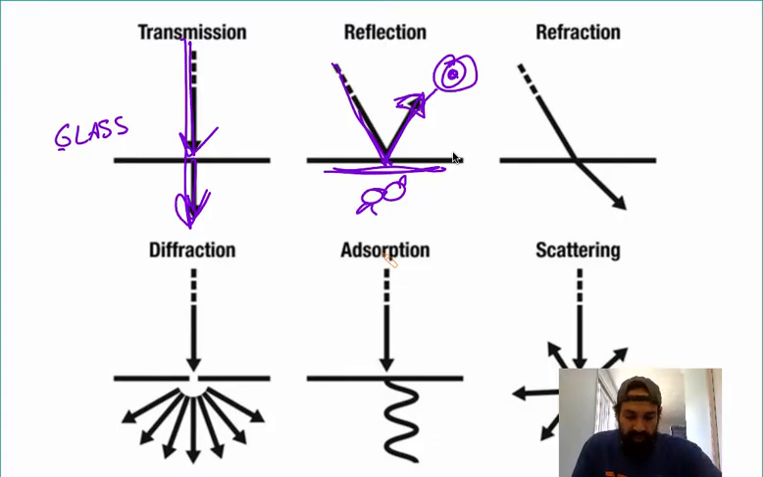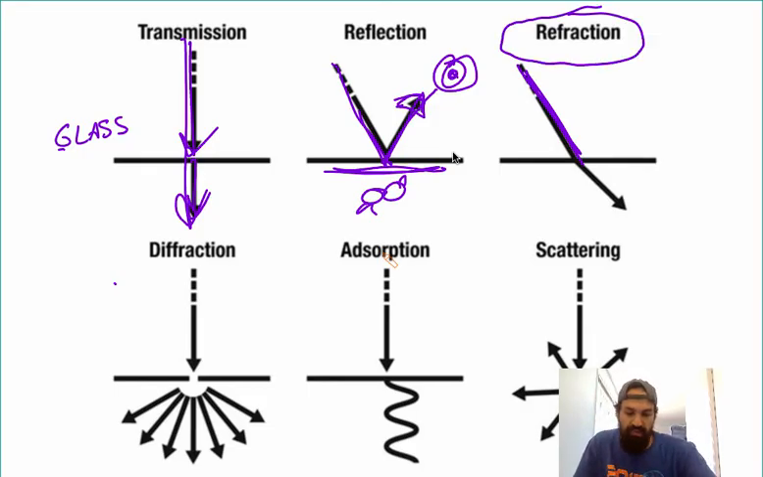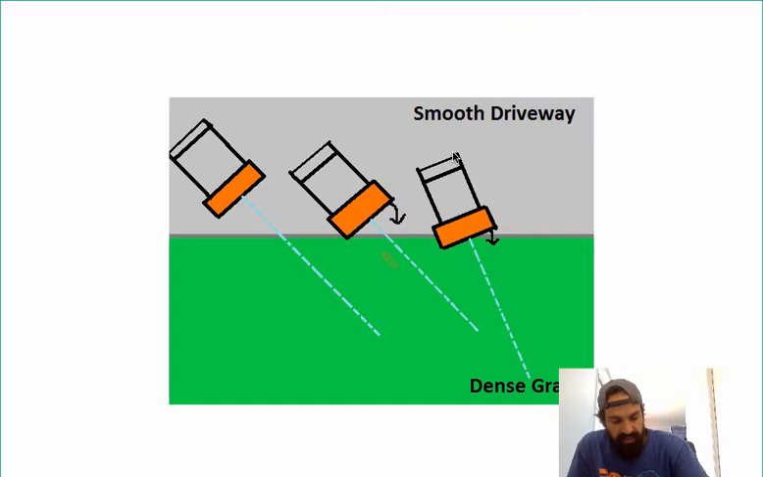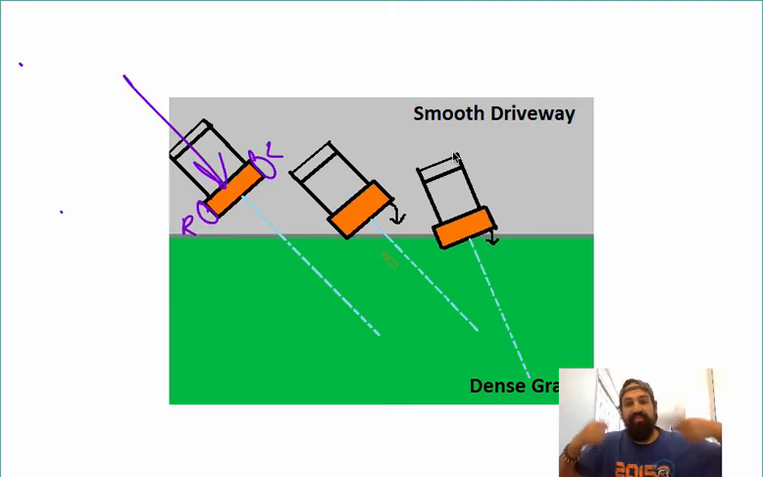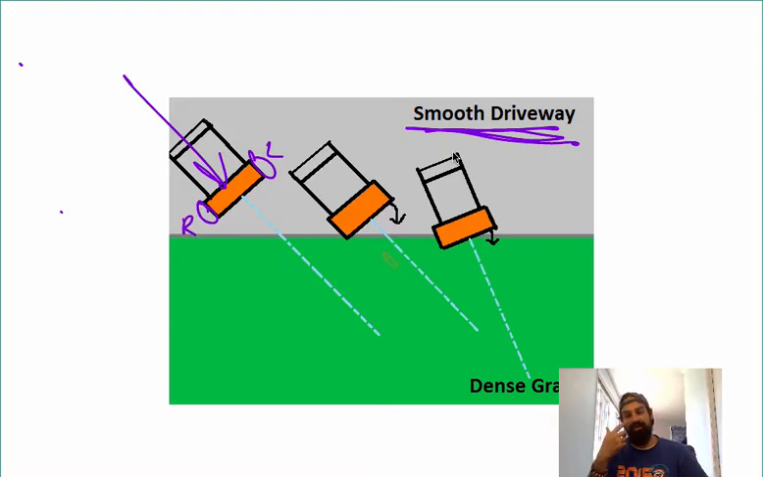Now, what happens when light comes at an angle and gets to a denser surface? This is called refraction. And I want you to think about a lawnmower. Lawnmower has two wheels, right? We'll call this the right wheel. We'll call this the left wheel. So as the lawnmower is coming in at this direction, they're both spinning at the same speed because they're both on a smooth driveway. But what happens when one wheel gets to the rough surface?